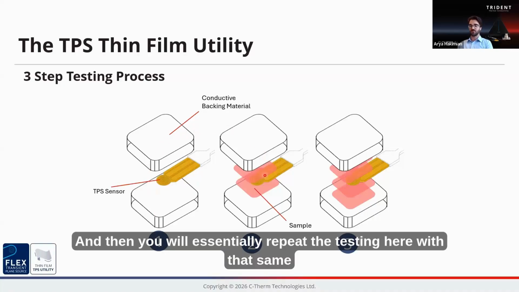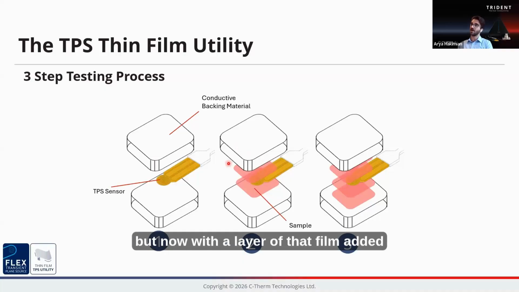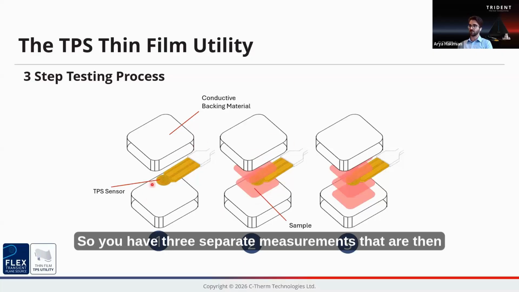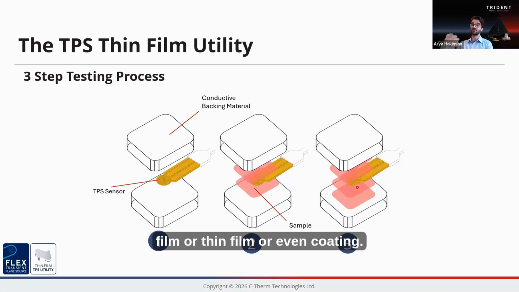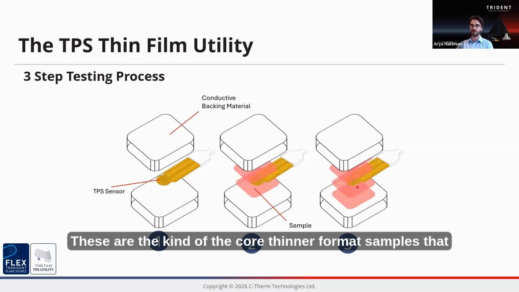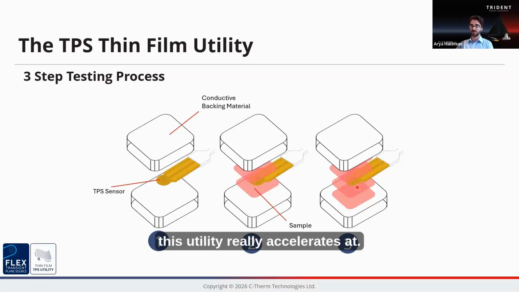And then you will essentially repeat the testing with that same conductive backing in the sensor, but now with a layer of that film added onto the top side and the bottom side of the sensor in that stack. This is repeated one final time, so you have 3 separate measurements that are then used to quantify the thermal conductivity of that adhesive film or thin film or even coating. These are the core thinner format samples that this utility really excels at.